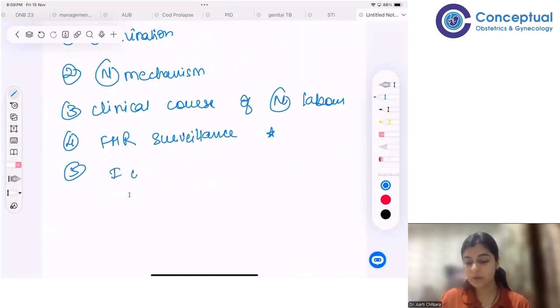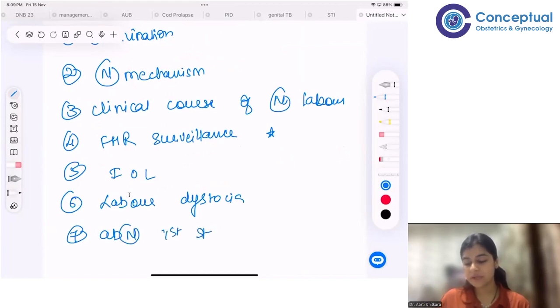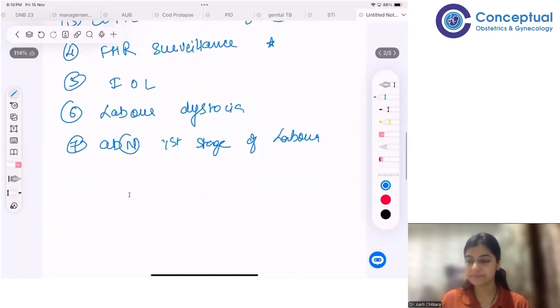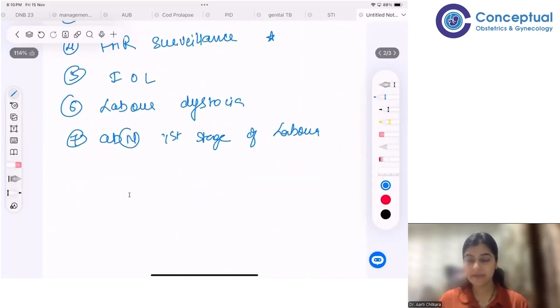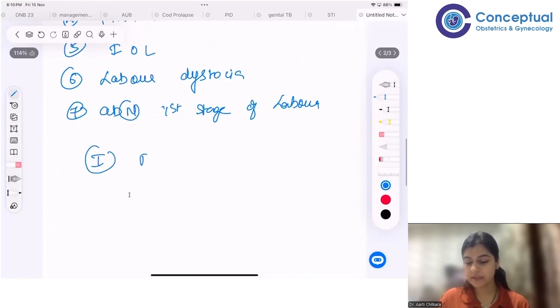Then we will talk about IOL, which is induction of labor. Then we will see a little about labor dystocia. And lastly, I will be talking about abnormalities of the first stage of labor and a little bit about its management. Now coming to examination. First, let us see about examination.